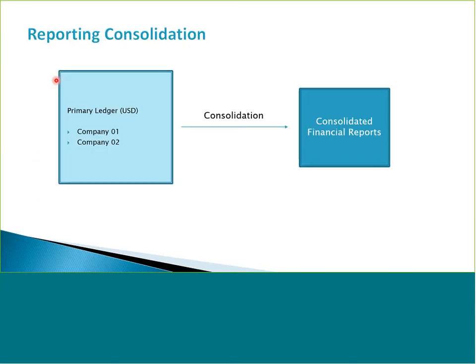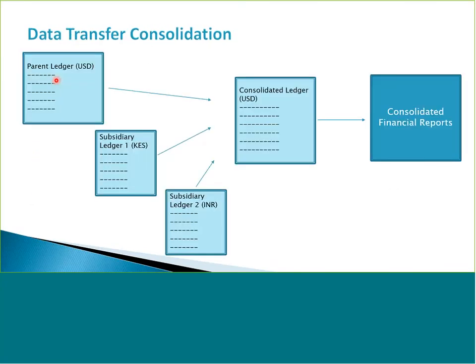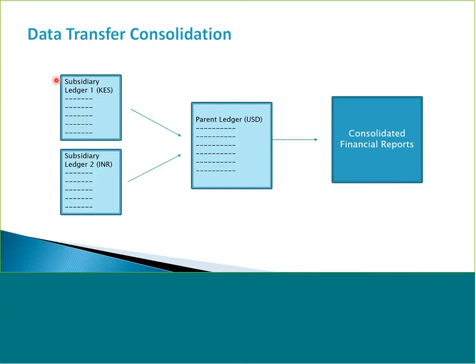Let me go back to that slide. So let's use this one, for example. So we need to specify the source and the target ledgers. So we need to say that the ledgers for which we are doing consolidation is this one and this one as the source and the parent ledger as the target. Okay. So the data is being transferred from the subsidiary ledgers to the parent ledger. So these are the source and this is the target ledger.